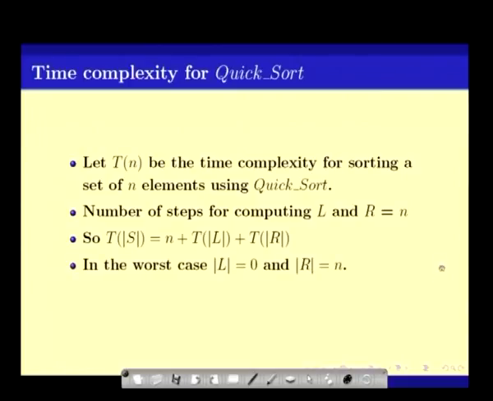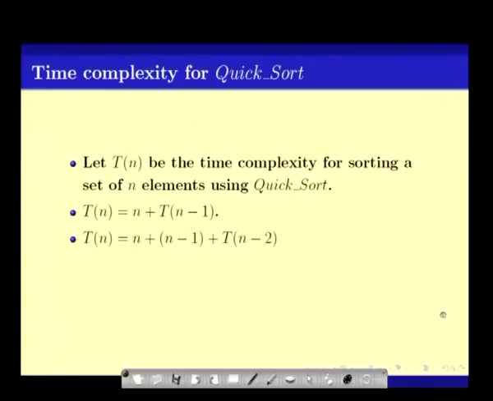But now, in the worst case, size of L can be 0 and the size of R can be n minus 1, because one element is always removed from S. So, size of L plus size of R is strictly less than n. So, what we have is that T of n equals n plus T of n minus 1. Then we can keep on doing it. T of n is n plus T of n minus 1, which is n plus n minus 1 plus T of n minus 2, and if you keep on doing it, you get T of n equals n plus n minus 1 plus dot dot dot till 2 plus T of 1.